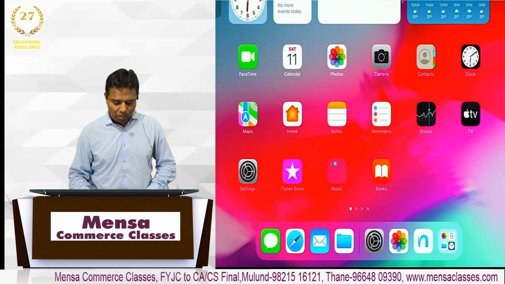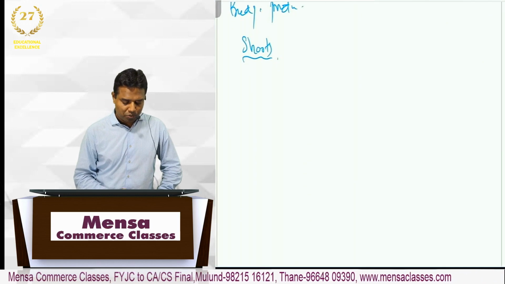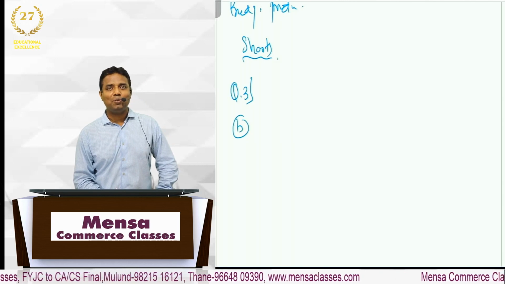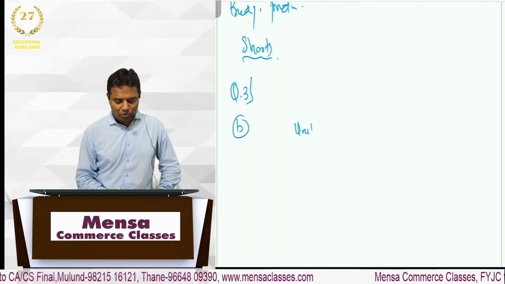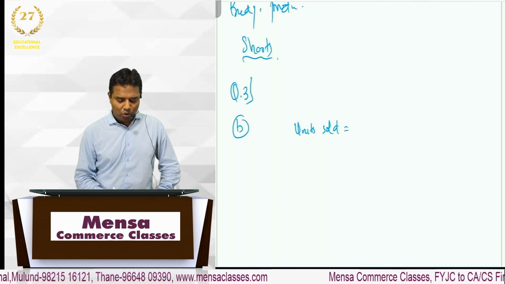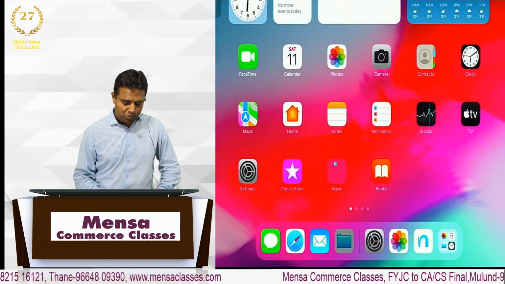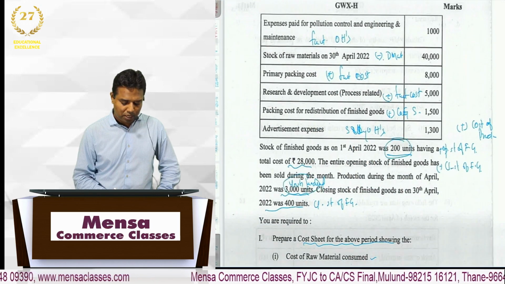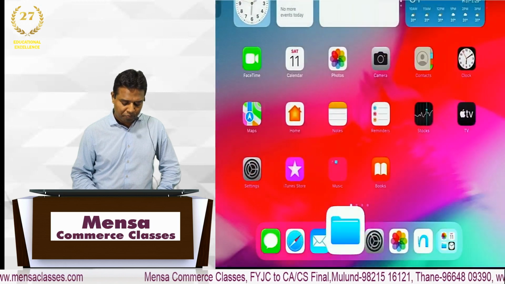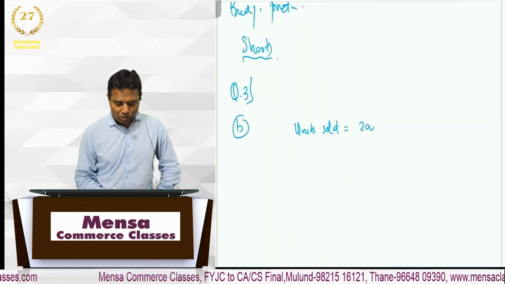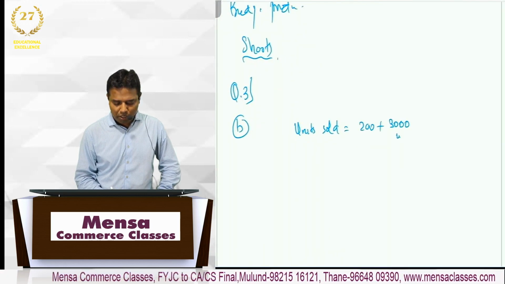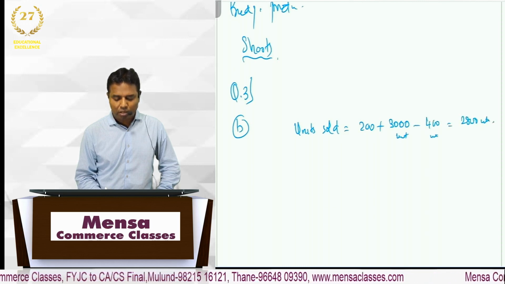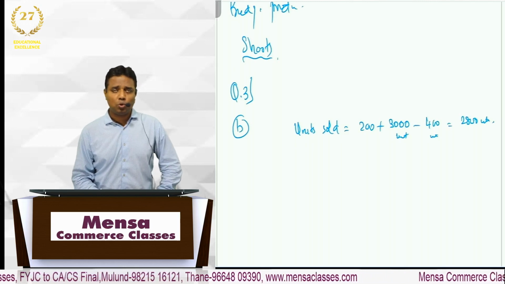So if you want to make it roughly, so if you understand this, question number 3b, so how many units you sold? So your units sold will be equal to opening stock. How many units we had in opening stock? We had 200 units in opening stock. We produced 3,000. Closing stock was 400. So you will say opening stock 200, 3,000 units you produced minus closing stock of 400 unit. This will come to 2,800 units have been sold, right?